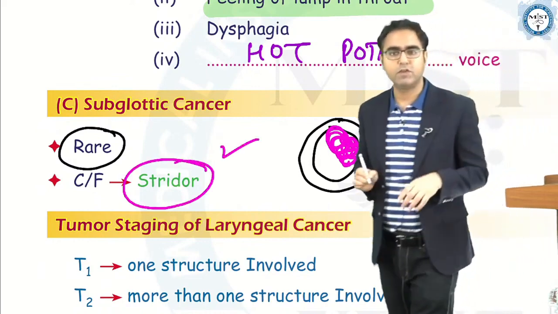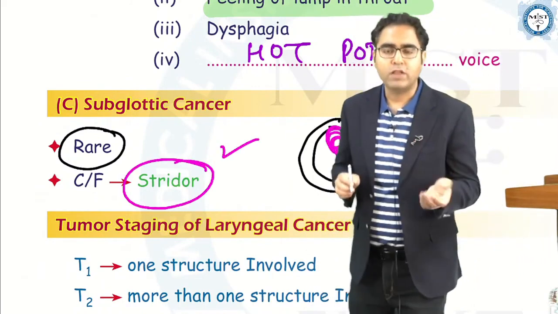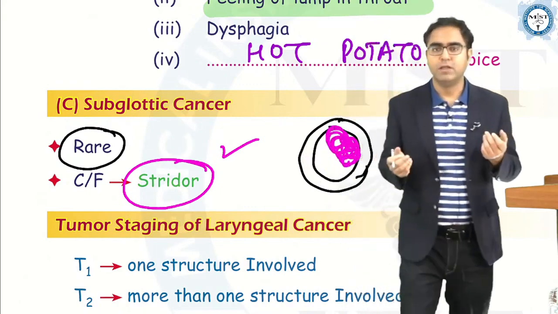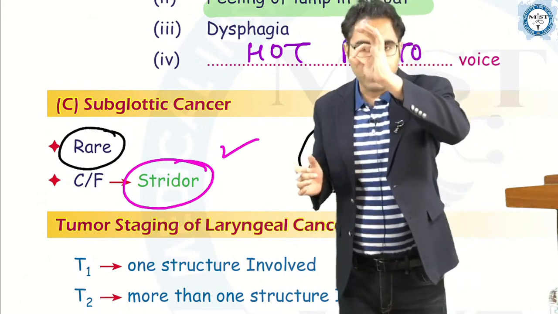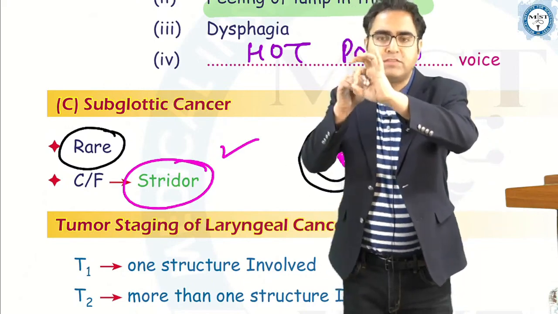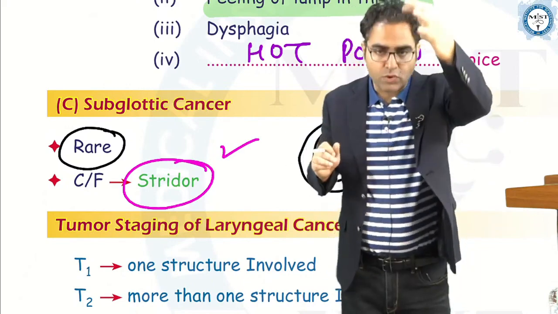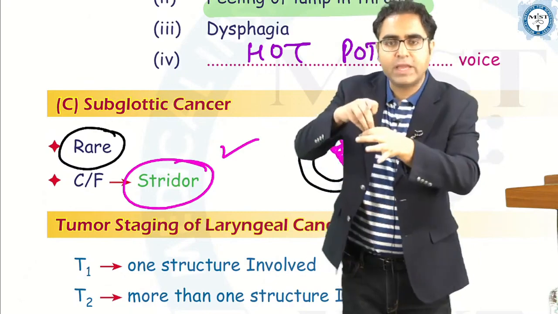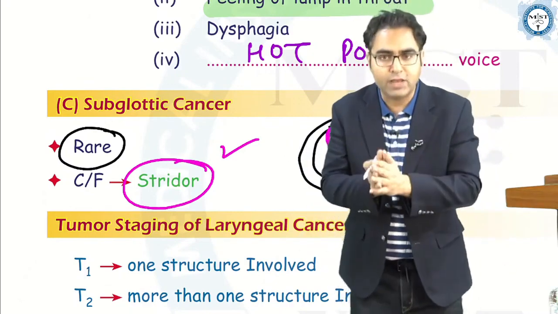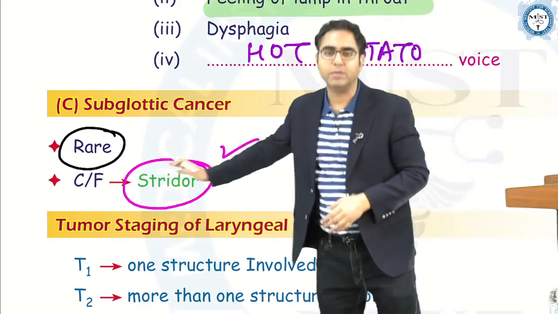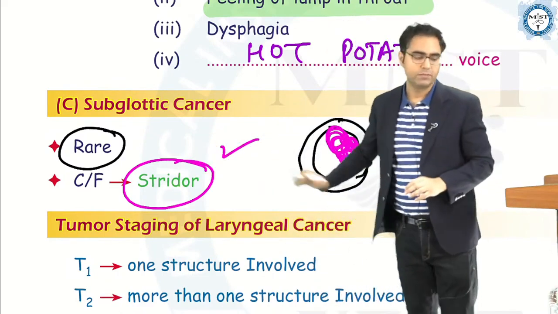Stridor. Chief complaint is stridor, beta. You know why? The subglottis is only air, air and air, beta. The subglottis has got no structure. If you remember, if the cricoid is a ring, the subglottis is the empty space in that ring. If that ring has got an air space, and a cancer develops inside that, the airway is obstructed. Whenever the airway is obstructed, you have got stridor, beta. Okay? Now.